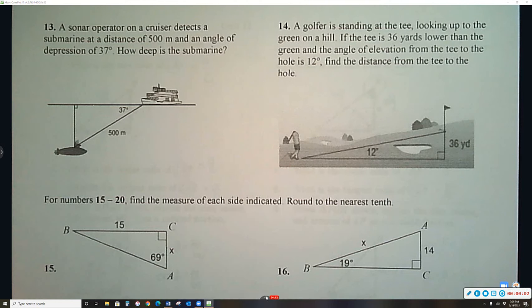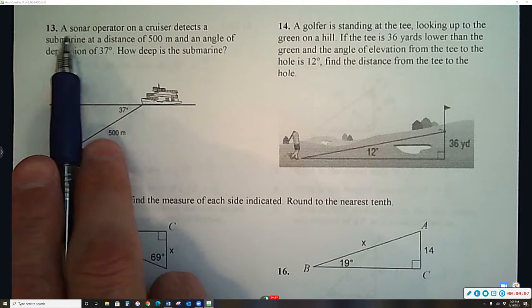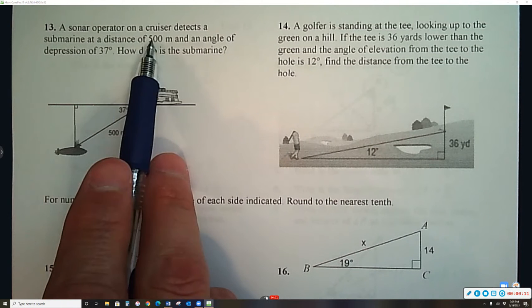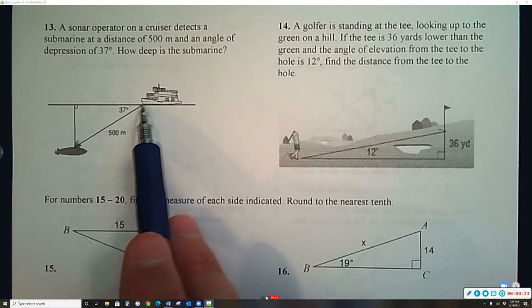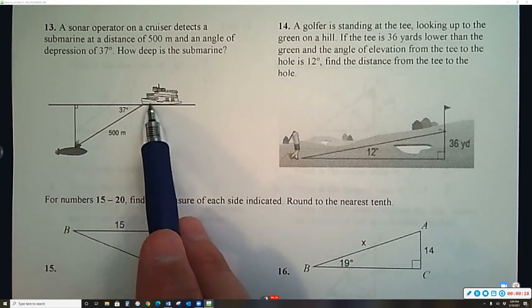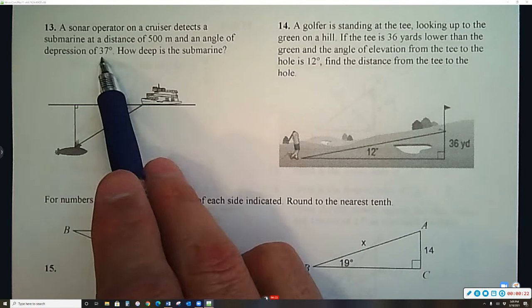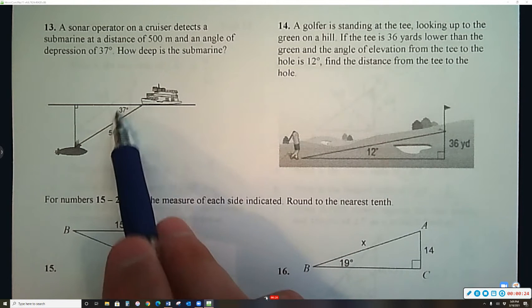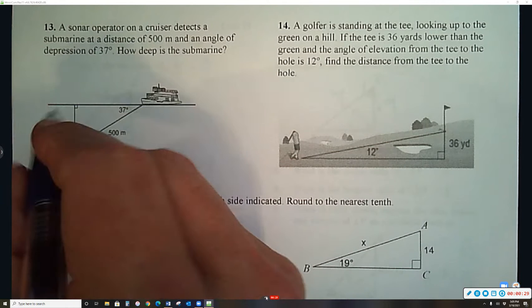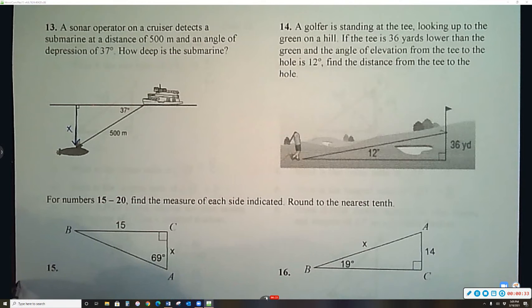For number 13 again, the diagram is here, which is nice. It says the sonar operator on a cruiser detects a submarine at a distance of 500 meters. So there's the sonar operator. The submarine is here, 500 meters away, and at an angle of depression of 37 degrees. Here's the angle of depression. And then the question is, how deep is the submarine?